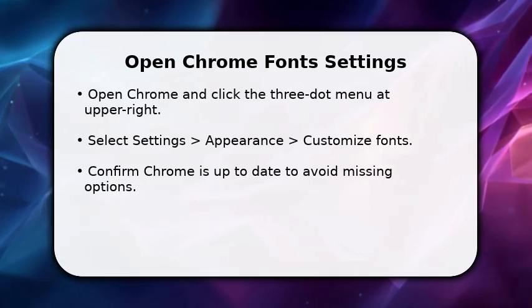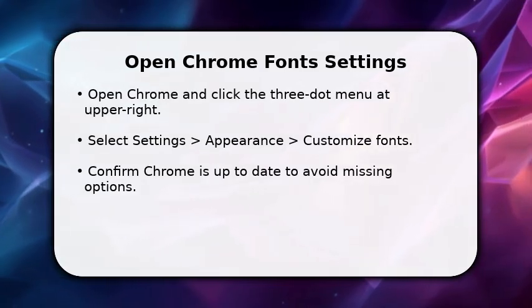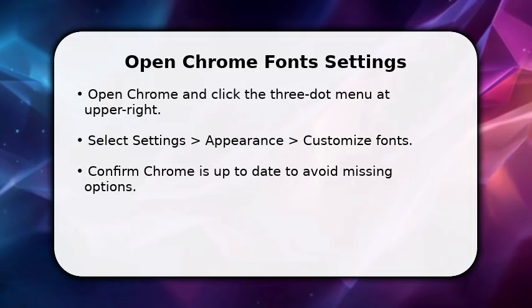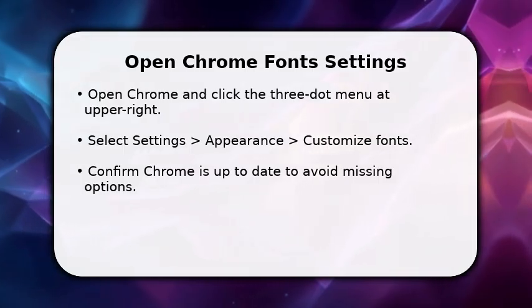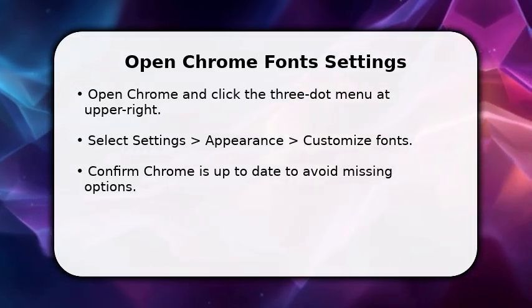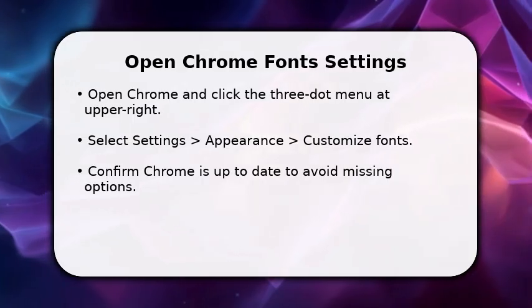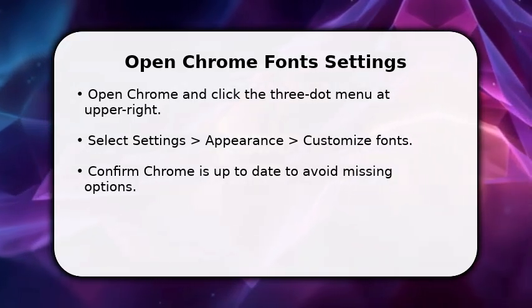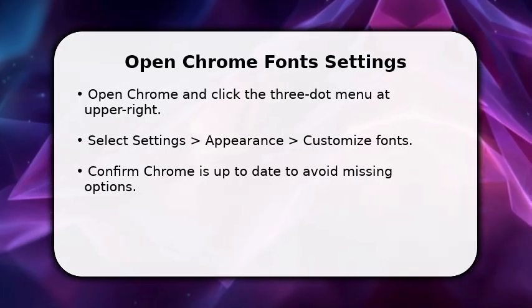You start by opening Chrome and going straight to Settings. Click the three-dot menu at the top right. Once done, choose Appearance and then Customize Fonts so you can see font size, font family, and fixed width options. Make sure Chrome is updated so the interface matches these steps.